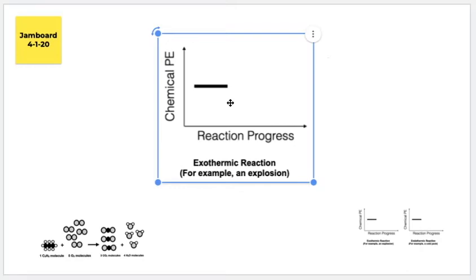So we're accessing the energy stored in those bonds. It's released to the surroundings. We feel that energy as warmth. That's the so-called exothermic reaction, a term that we'll want you to learn.